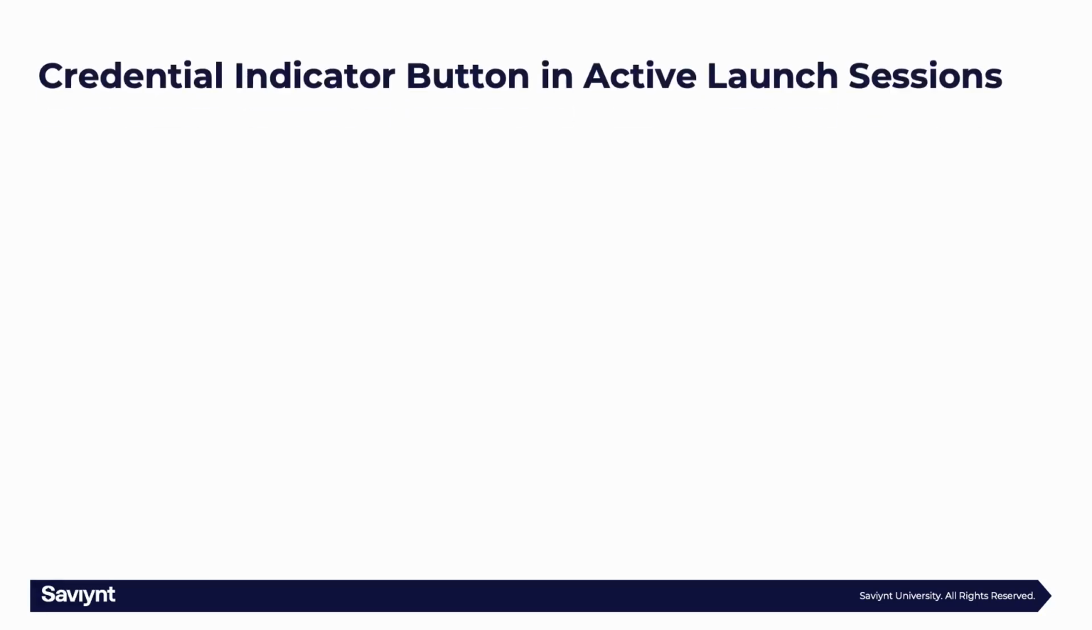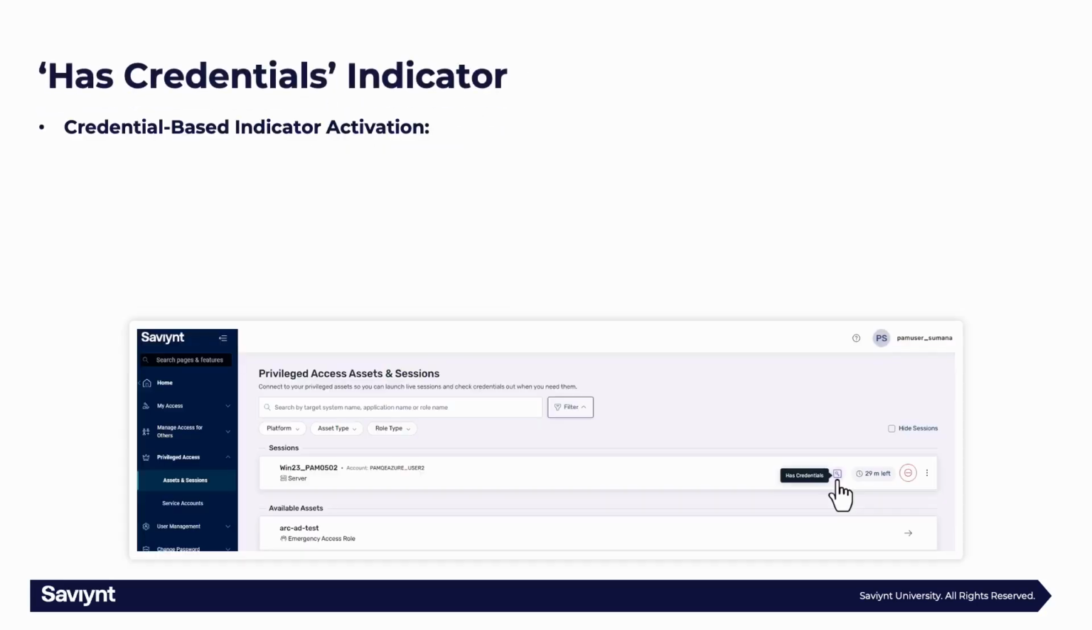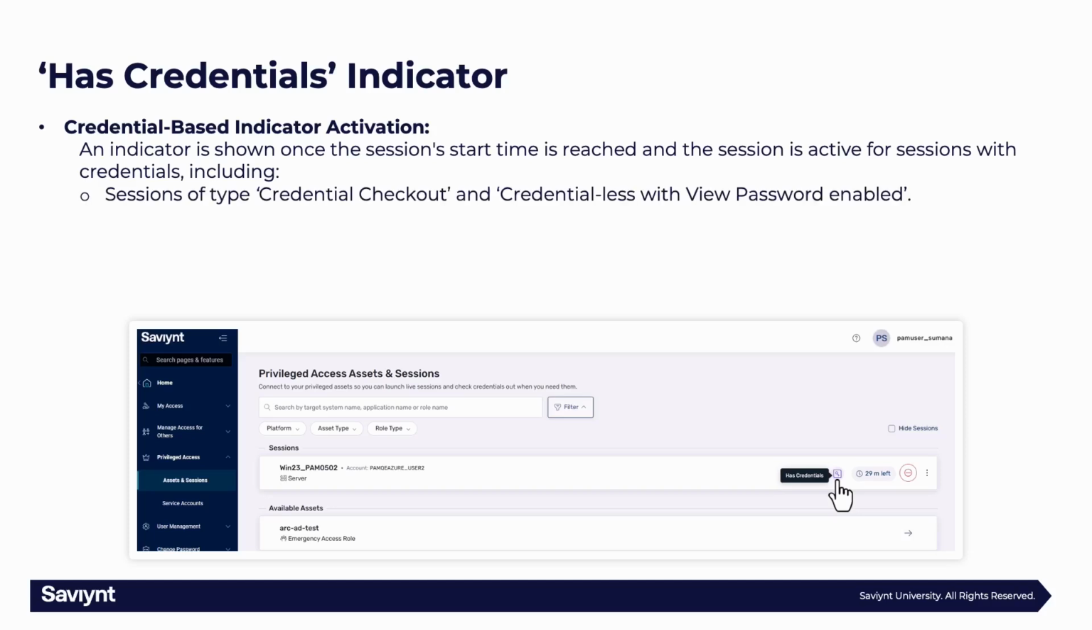Let's look at the enhancement. A new Has Credentials icon has been introduced to indicate that an authorized user can view the password for credential or credentialless access. This icon appears only for approved and active sessions. For credential-based indicator activation, an indicator appears once the session start time is reached and the session becomes active for sessions that involve credentials, including sessions of type credential checkout and sessions of type credential-less with view password enabled.